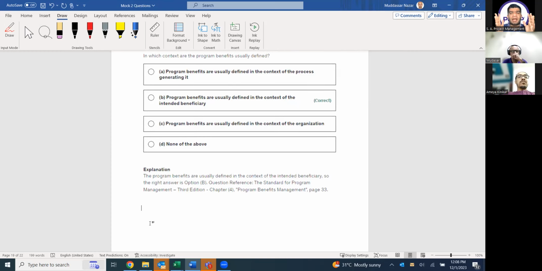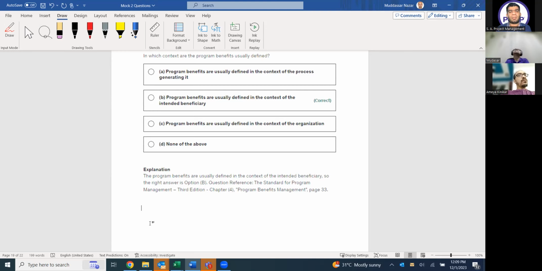So if every program will have a unique benefit register, yes or no? Yes, every program will have. So if I am defining the benefits in the context of the organization, it means the benefit register will always be the same.